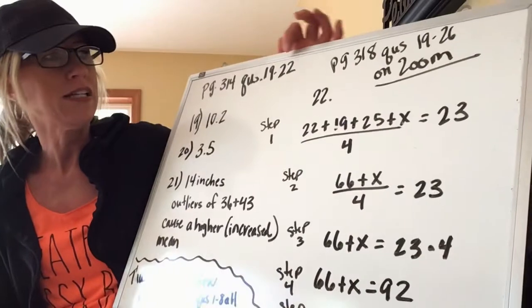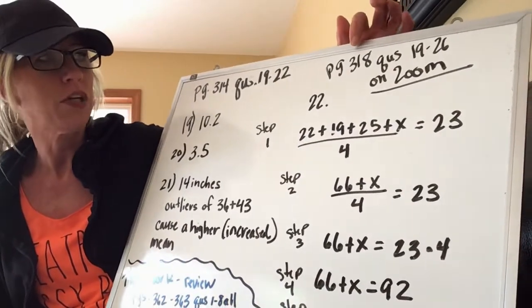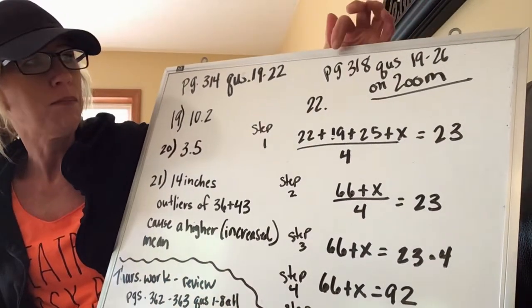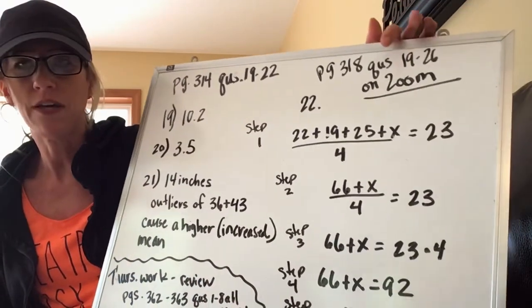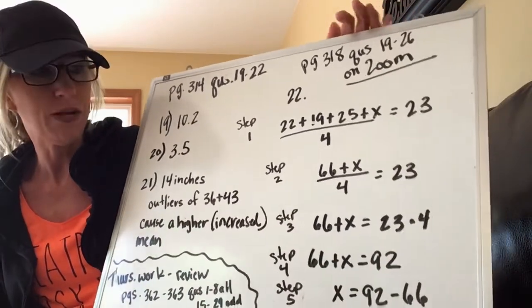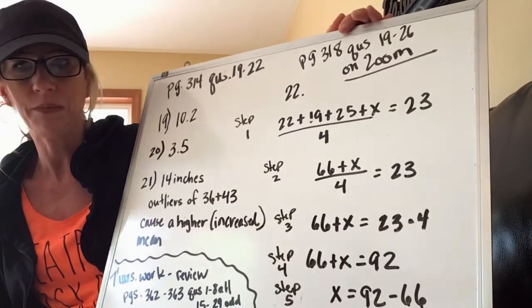Okay, so that was 19 through 22. On Zoom today, we're going to go over questions, page 318, questions 19 through 26. So that's going to be on Zoom today. We're going to go over those. So have your paper ready to go. That should be done and completed.